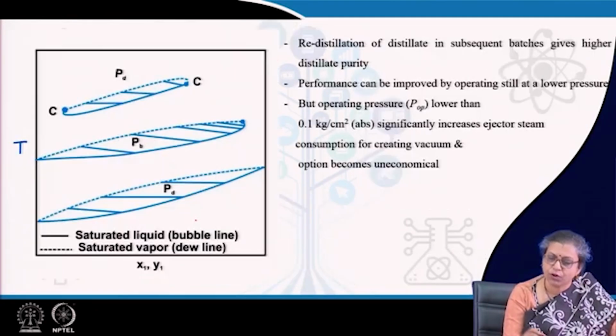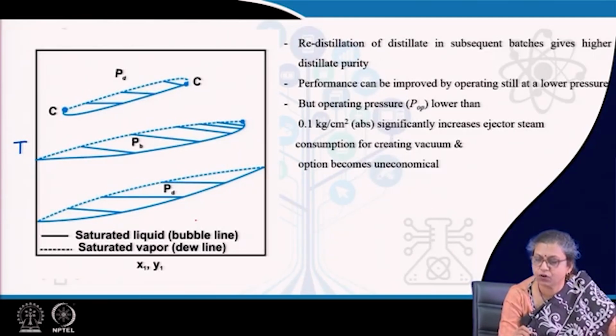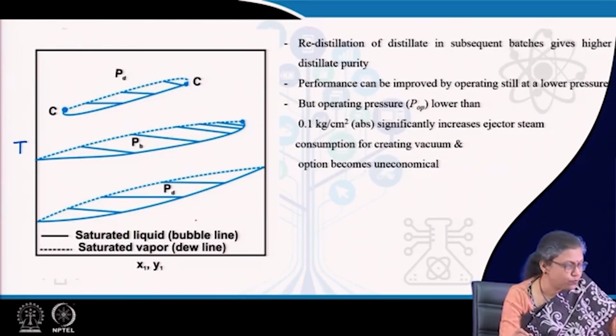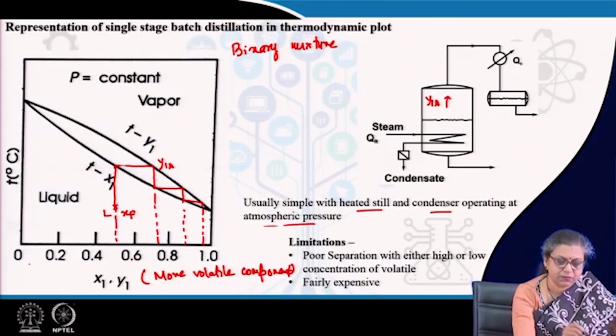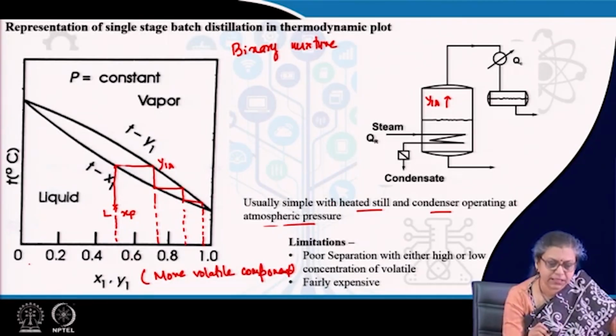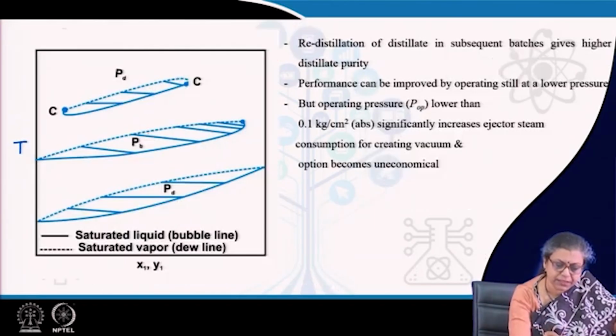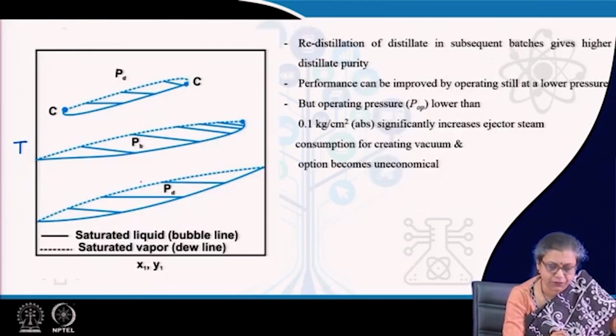Apart from that, what else can we do in order to improve the performance? See, it is quite evident that suppose we go for lower and lower pressure. This particular TXY diagram is constructed say at a pressure of 1 atmosphere or 1.5 atmospheres. Suppose we decrease the pressure, what do we find?